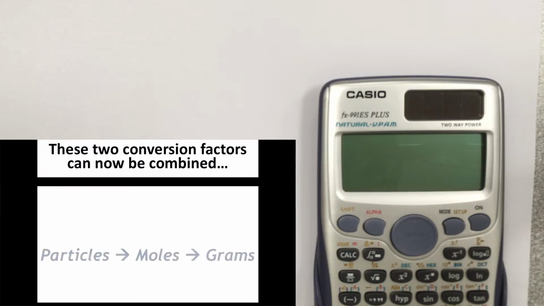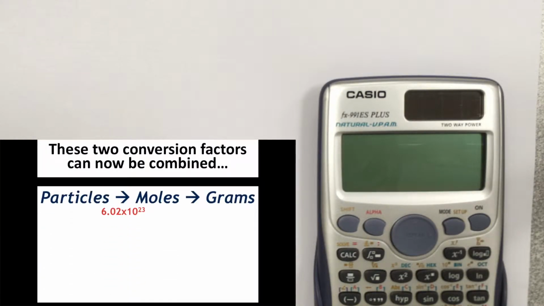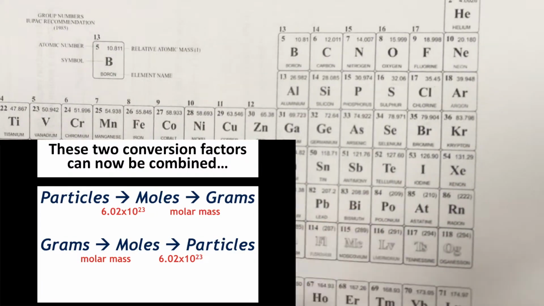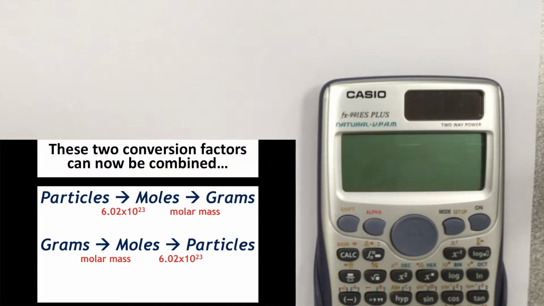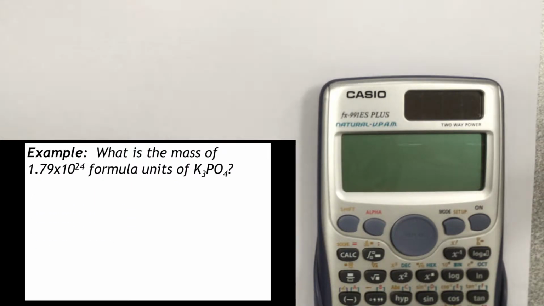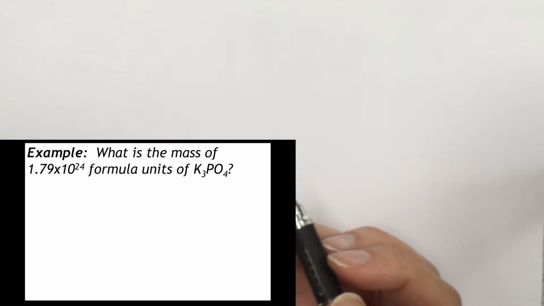So today we're going to convert particles to mass, or we're going to convert mass to particles. And we're just going to use those same conversion factors. So it'll always be 6.02 times 10 to the 23rd. We'll always use that number to convert particles to moles or moles to particles. And then we will use molar mass, which is what we calculated yesterday in the notes, however much these weigh, to convert from mass to moles or moles to mass. So here is the example. And we'll just get started.